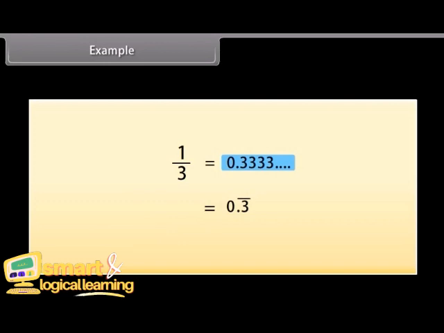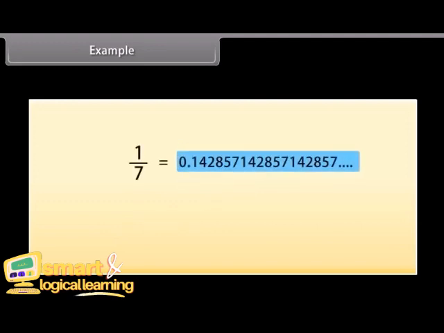Let's take another example. The decimal expansion of 1 by 7 is 0.1, 4, 2, 8, 5, 7, 1, 4, 2, 8, 5, 7, and so on. Here 1, 4, 2, 8, 5, 7 is repeating. So we can write it as 0.142857 bar.